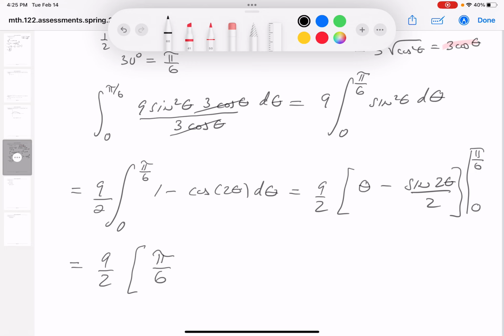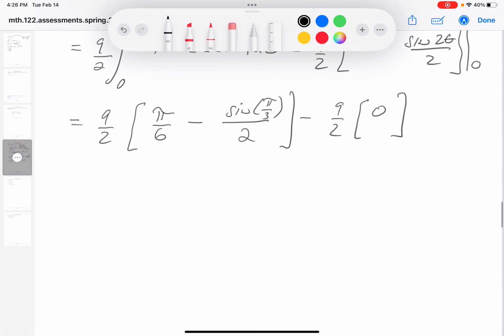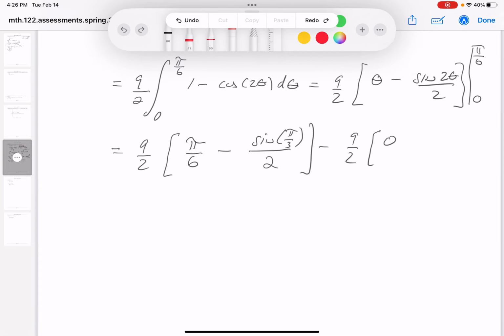Let me keep thinking through this one over here. So minus, there's going to be a 2 on the bottom, and then you're going to get sine of pi over 3. Now the lower limit, minus 9 over 2, that's going to be 0. All right, that makes it a lot easier for me to deal with it. But I still have to evaluate. All right, so let's go through that. So what are you going to get? And be careful about it. 9 over 2, it's going to be pi over 6, minus the sine of pi over 3. That's going to be root 3 over 2. So I get root 3 over 4.